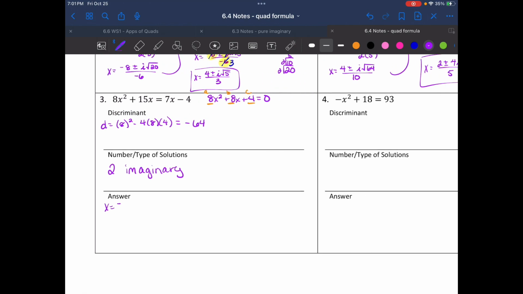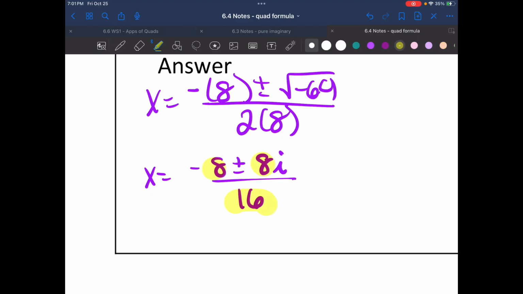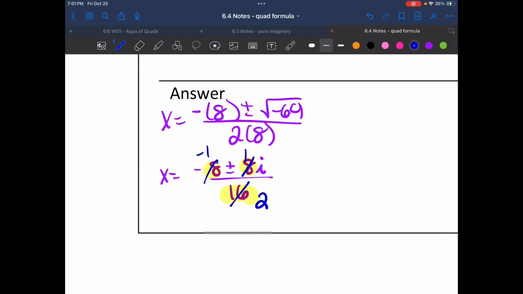x equals negative b plus or minus the square root of negative 64. That's the discriminant over 2a. Now, since I've already done negative 64, I'm going to go ahead and put down 8i. 8, 8, and 16 can all be divided by 8. That goes into itself twice. That's once, and that's negative once.